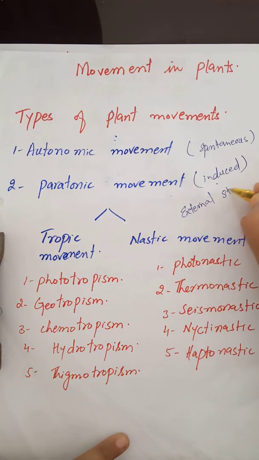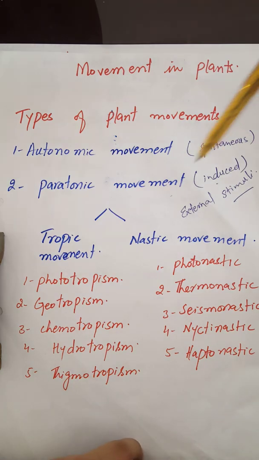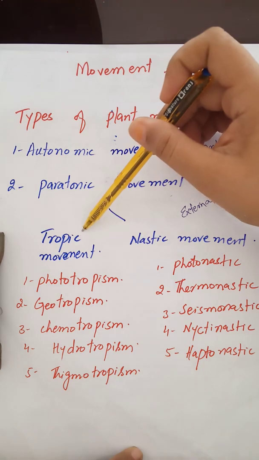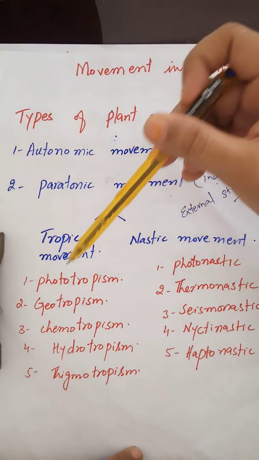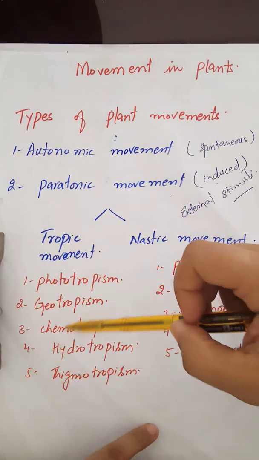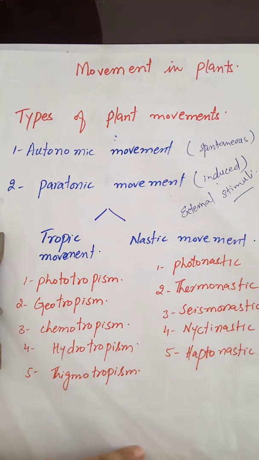What is stimuli? Any environmental change or environmental condition or any other condition present in plants is known as stimuli. Okay, so we are going to discuss the paratonic movement. There are two types of paratonic movement, tropic movement and nastic movement. Tropic movement can be further divided into 5 types: phototropism, geotropism, chemotropism, hydrotropism and thigmotropism. Let's discuss them one by one.